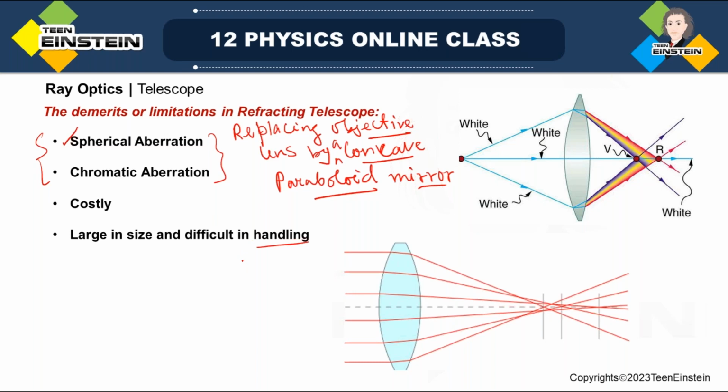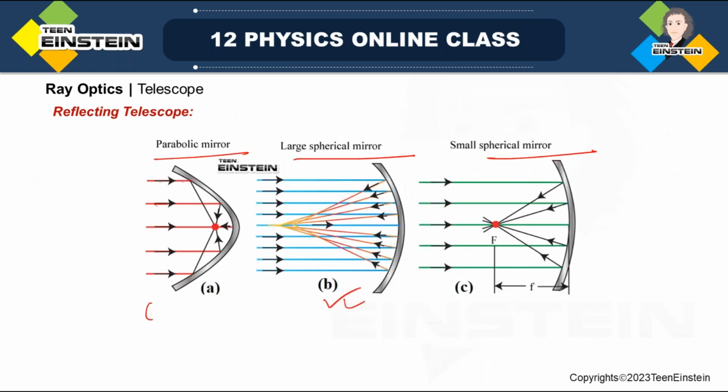So these were actually the necessities, these are the demerits we encountered in case of refracting telescopes. So we had to go for the reflecting telescope to remove these demerits or limitations. All right, now we'll see.